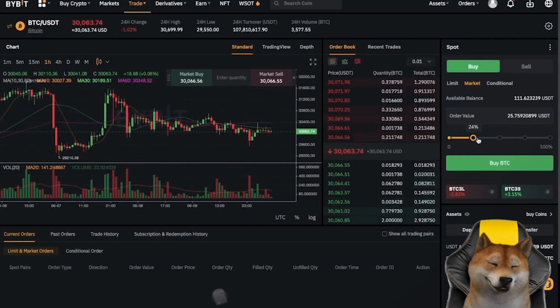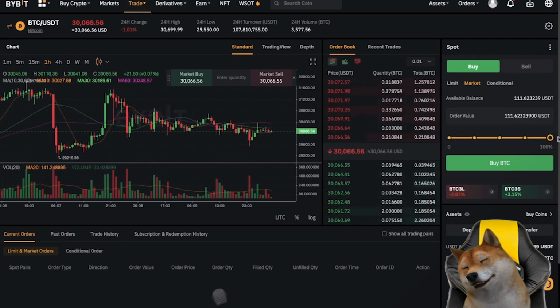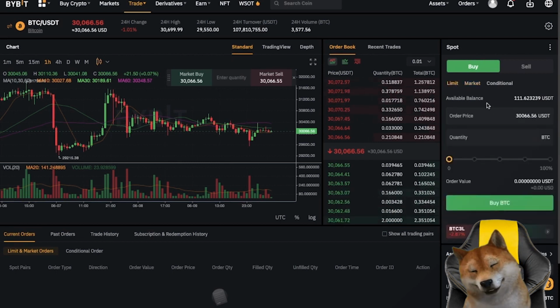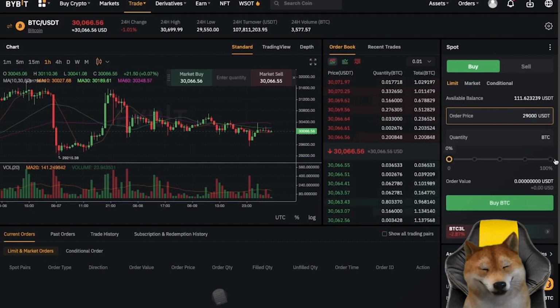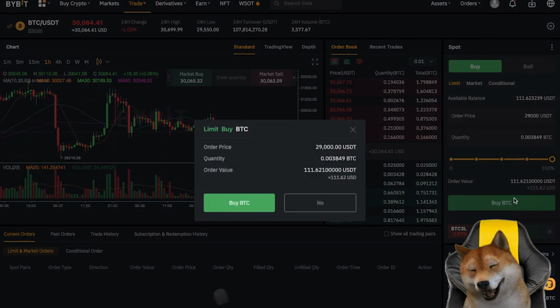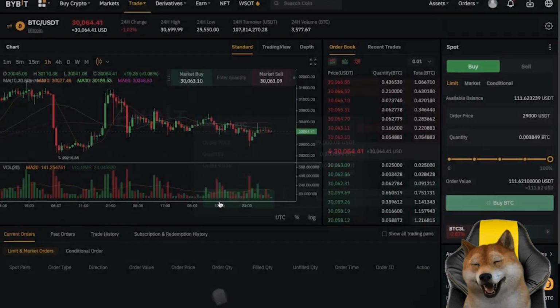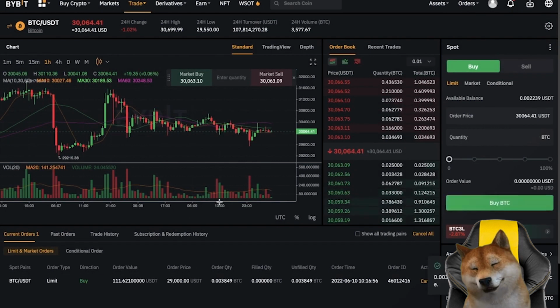use the slider to select a percentage of your portfolio. Your order will then place immediately, and your newly purchased crypto will then be available from within your spot wallet. To place a limit order, you enter the price you'd like to buy your Bitcoin at, which would usually be below the current market price. And then you enter the amount that you'd like to buy, or again, you can use the slider. Then you can go ahead and buy and wait for the market to reach your price.